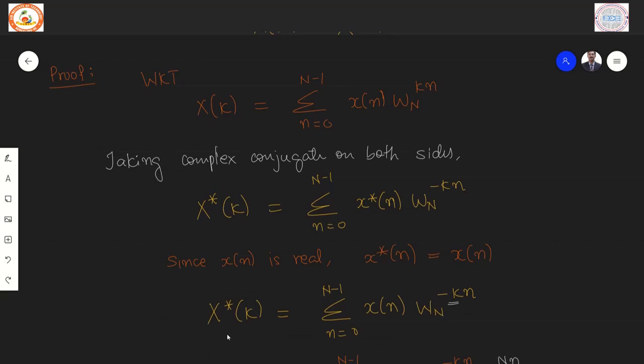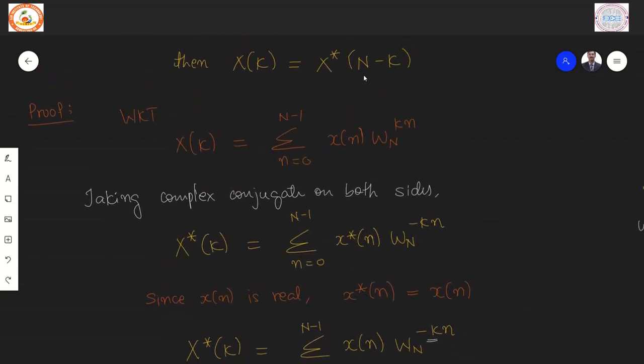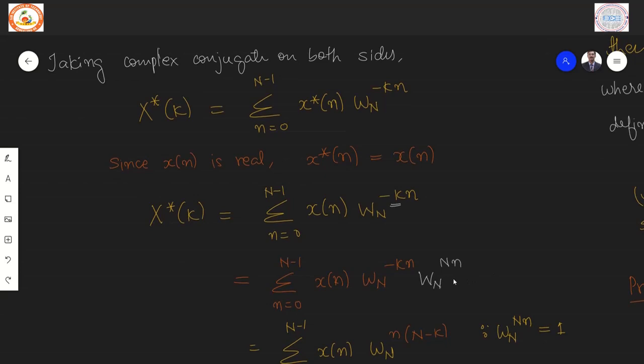Then the equation now becomes simply summation n from 0 to N minus 1 x of n into Wn to the power of minus k. Therefore, in order for this equation to look like what we have here, we have to have a term with N minus k. We shall introduce an extra term, Wn raised to capital N into n, which is possible because we know that its value is equal to 1. So multiplying by 1 will not change the value. So we introduce this term.